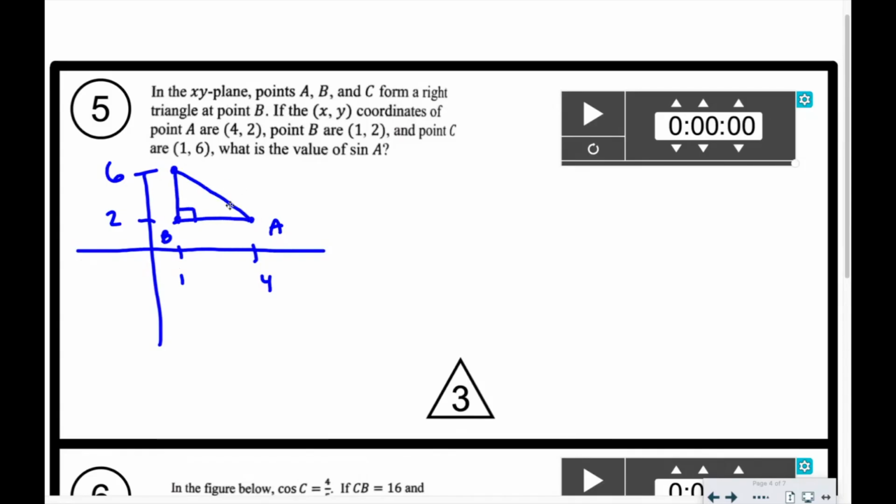And very quickly, what's the sine of A? Well, the sine is the opposite over the hypotenuse. Well, one thing I know is that this side is 3 because I'm going from 1 to 4. This side is 4 because I'm going from 2 to 6. And then very quickly, as in the last problem, I should immediately know that this is a 3, 4, 5 triangle. So therefore, the sine of A is the opposite over the hypotenuse. So my answer is 4 over 5.